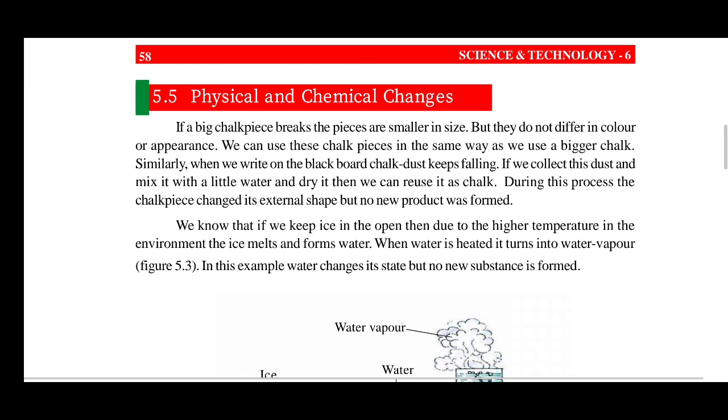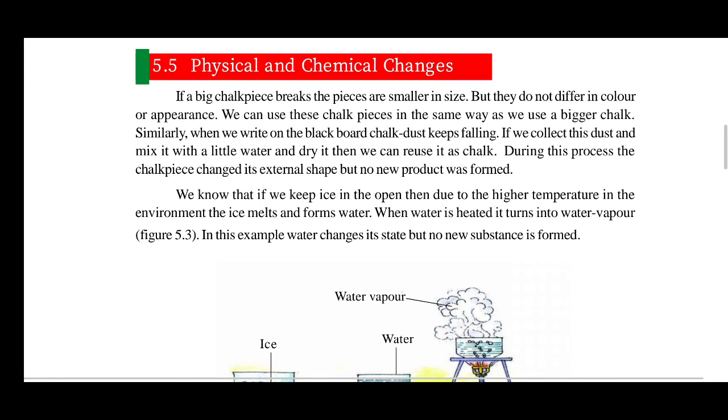So the next topic is physical and chemical changes. When a big chalk piece breaks, the pieces are smaller in size, but they do not differ in color or appearance. We can use this chalk piece in the same way as we use bigger chalk. Similarly, when we write on the blackboard, chalk dust keeps falling. If we collect this dust, mix it with a little water and dry it, we can reuse it again as chalk.